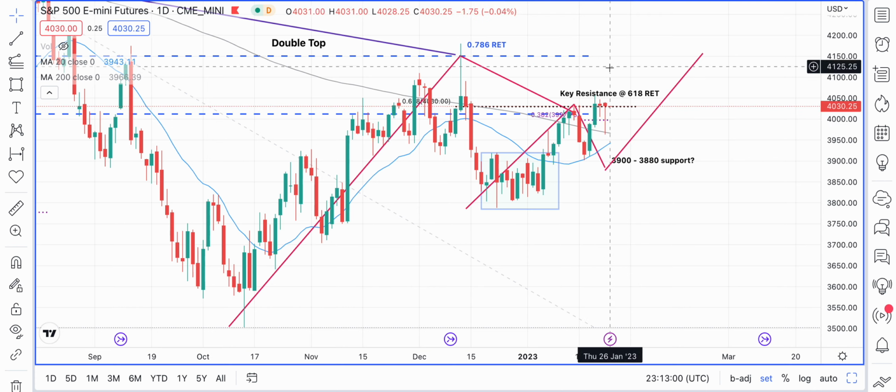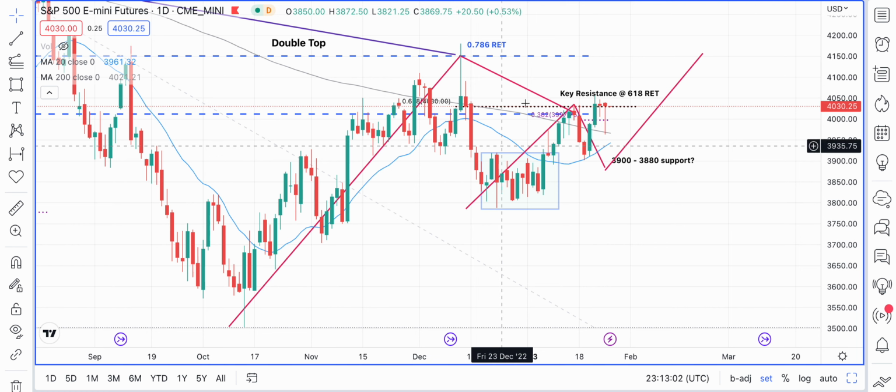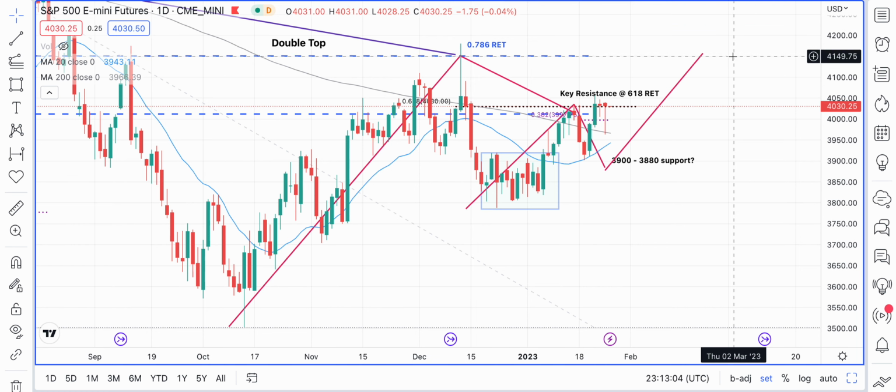So again, our pattern remains the same. We are looking at an ABCD pattern formation, and the price could perhaps reach about 41.40 as our potential target.